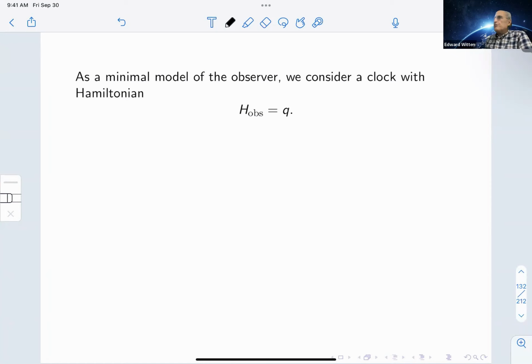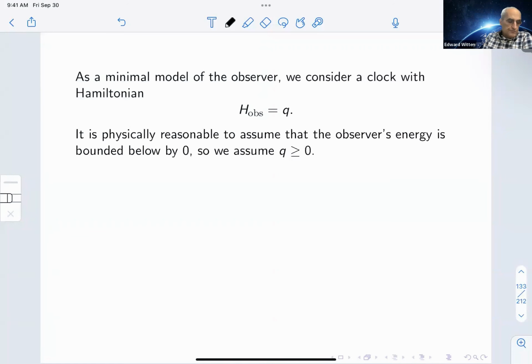So if the observer is going to have gravity, the observer has to have energy. So the minimum is that we need the observer to have a Hamiltonian so that we can talk about the gravity of the observer. It turns out that to solve our problem, we don't need a more elaborate model of the observer. An observer with a Hamiltonian is enough. So I give the observer a Hamiltonian Q.